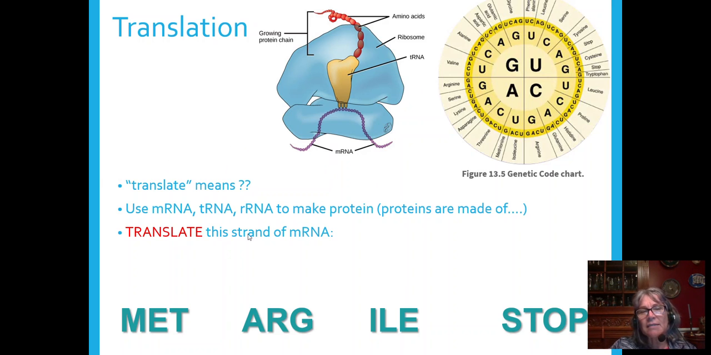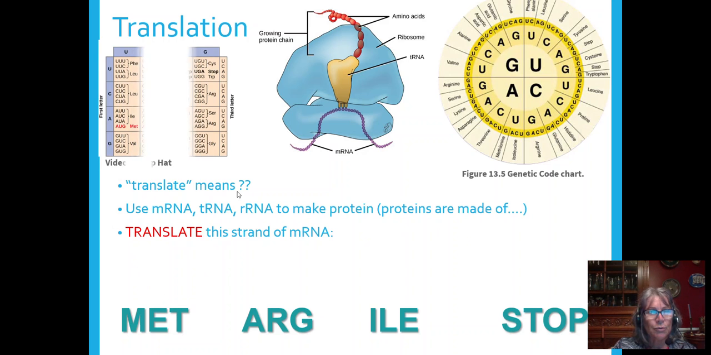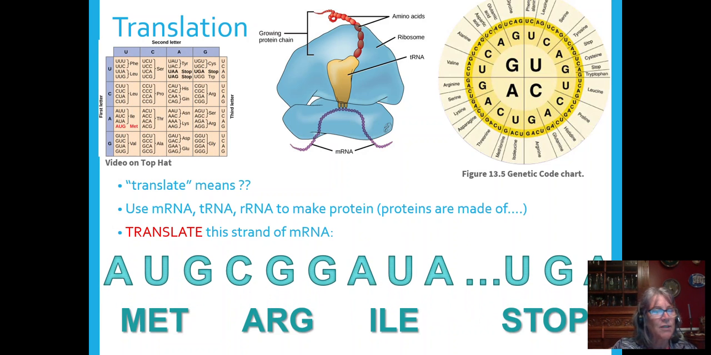So if I translate something, I turn it from one piece of information to another, from one language to another. I am going to translate from my code of nitrogenous bases into amino acids. So I am translating this into this new language. These were my codons, right?